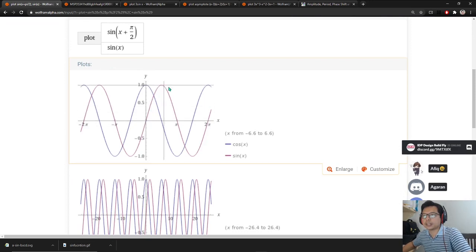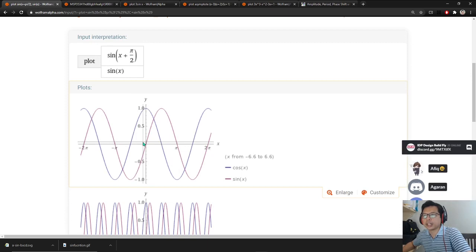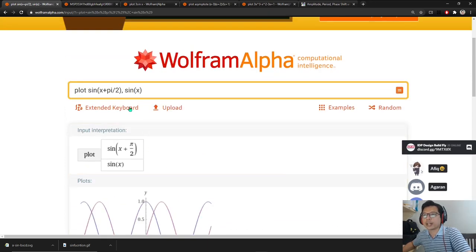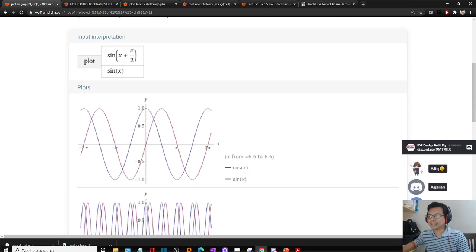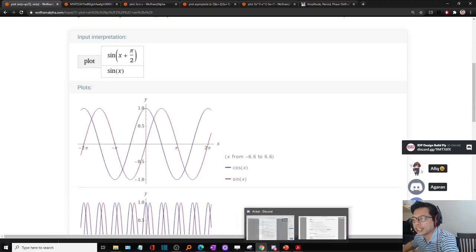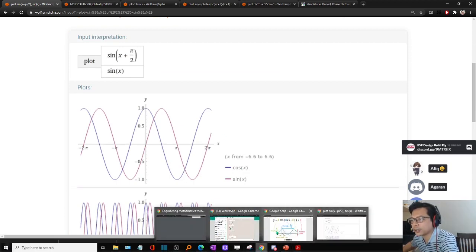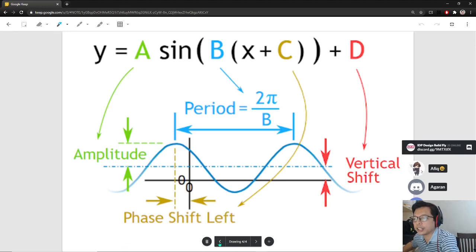Okay, so basically the original is shifted back by pi over 2. Interestingly, when I shift sine x by pi over 2, it becomes a cosine function. That is interesting. Okay, so I want to reiterate here.